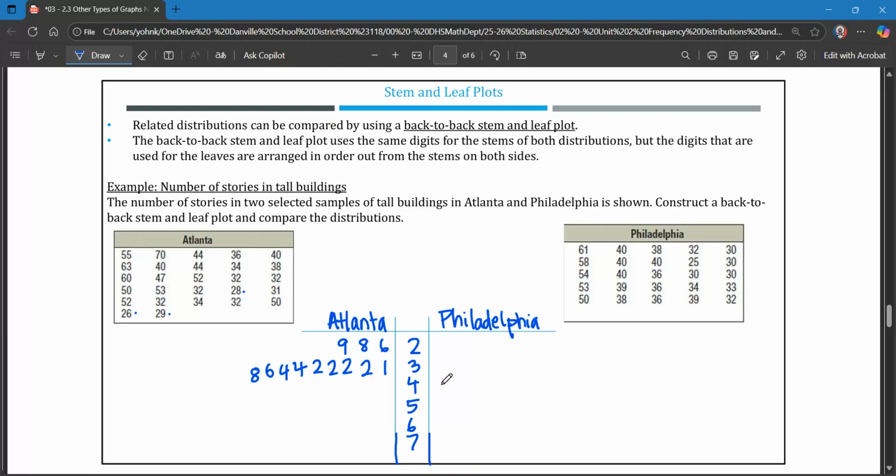And then the 4s are 0 0 4 4 7, and then the 5s are 0 0 2 2 3 5. It's hard to write them backwards. It's weird. 0 and 3 and 0. And then you do the same thing on the Philadelphia side, going out from the center. So this is like the normal side.